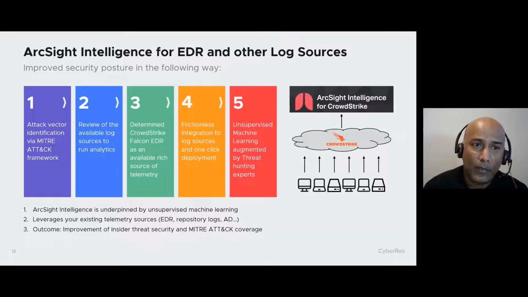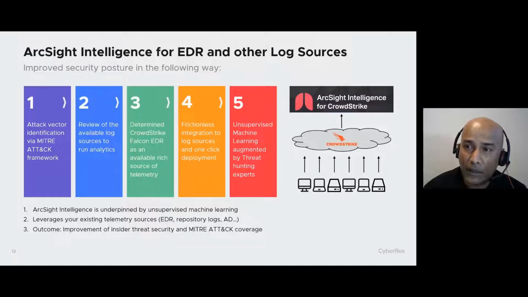In constructing their insider threat program, they took a multi-phase approach, firstly looking at the attack vectors which they wanted to be able to detect via the MITRE ATT&CK framework. Secondly, reviewing all the log sources that were available for running analytics. Thirdly, determining that CrowdStrike Falcon EDR data was already available and the most rich in terms of telemetry. They clicked the try free trial button on the Falcon Cloud marketplace and frictionlessly installed our service, importing the data from Falcon Cloud without the need to implement anything on their infrastructure.